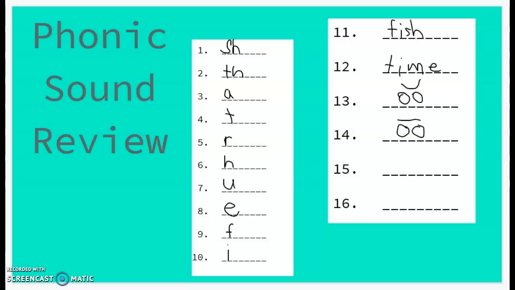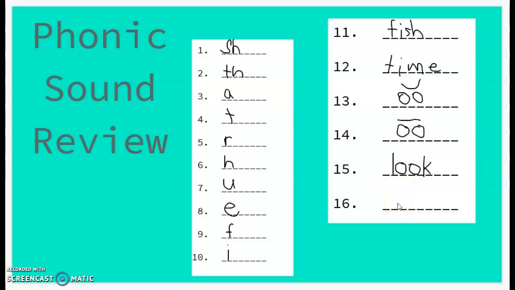Number 15. Spell the word look. L. K. What needs to go here? Right, double O. L. K. One sound with two letters.